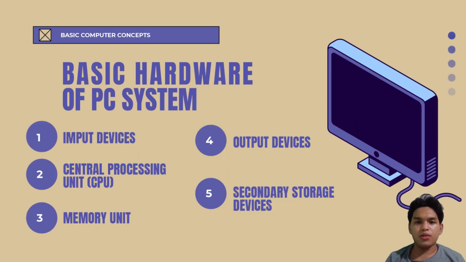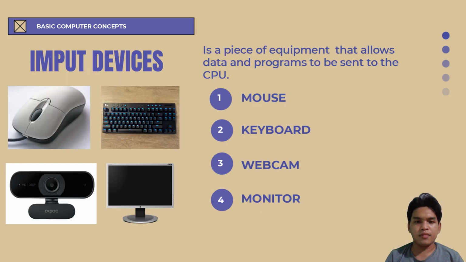Let's go deeper into the basic hardware of a PC system. Here are the 5 key components: the input devices, the CPU or the central processing unit, memory unit, output devices, and secondary storage. We'll go through each of these in the next few slides.